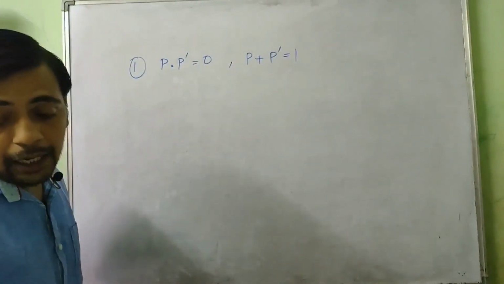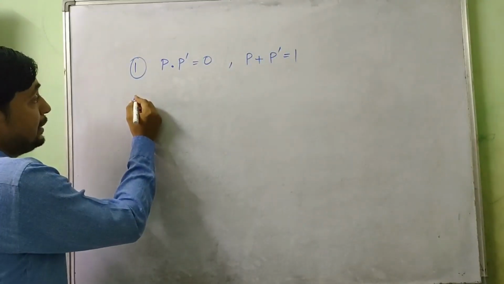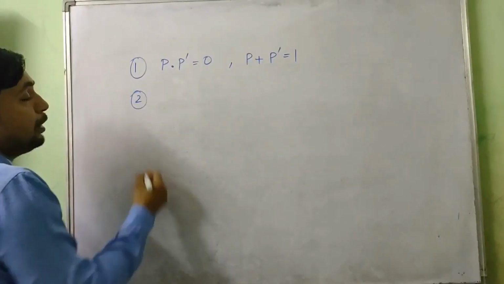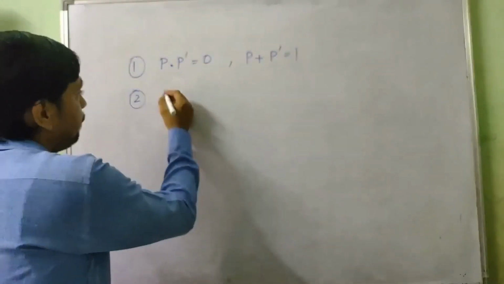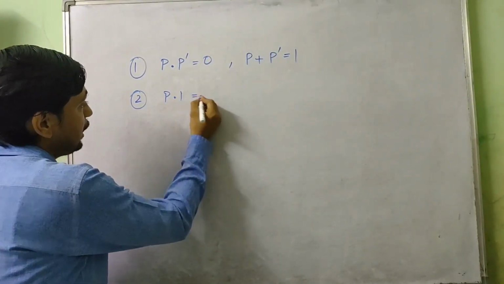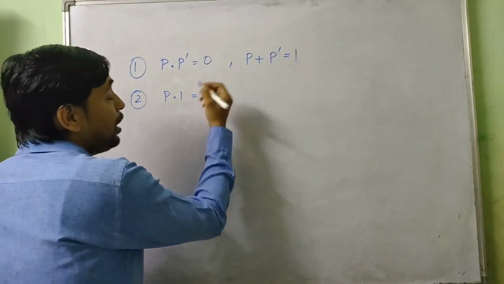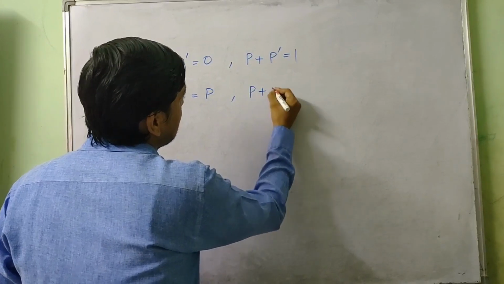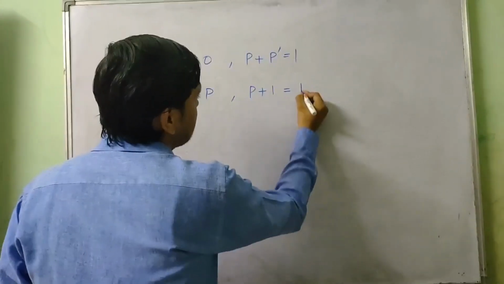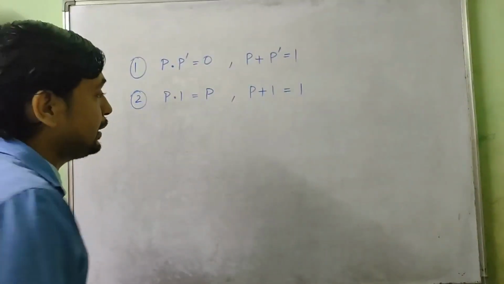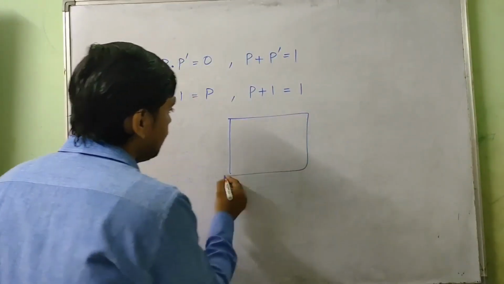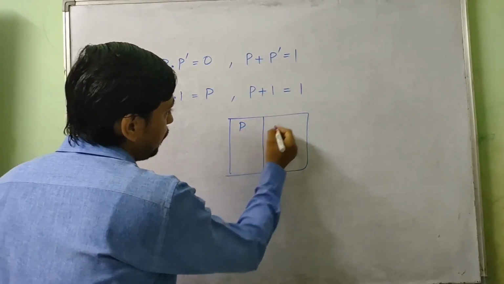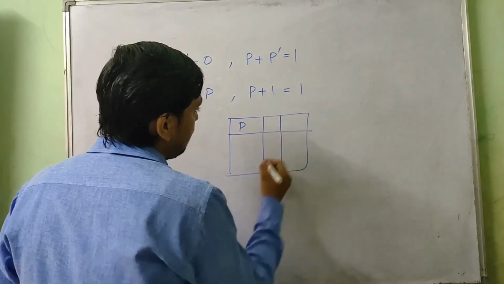The second law is the law with 1 and 0. First of all, let's see the law with 1. P conjunction 1 will always result in P, and P disjunction 1 will always result in 1. Now let's see that. Again, I told you there will be two possible combinations and there will be one result.